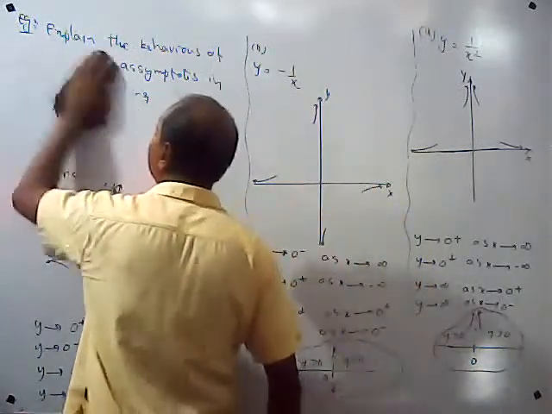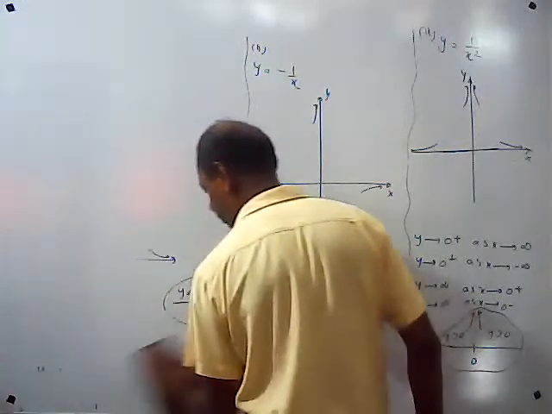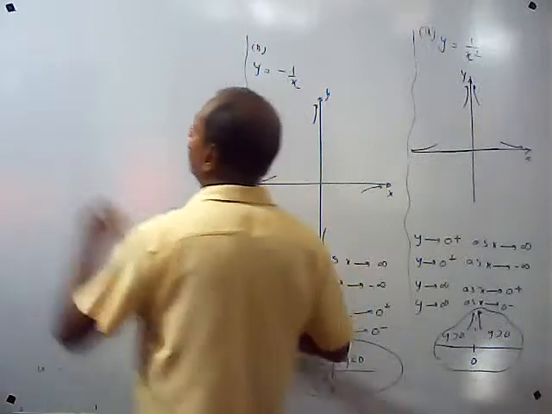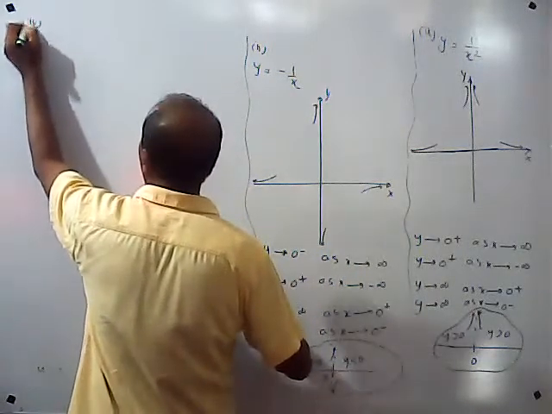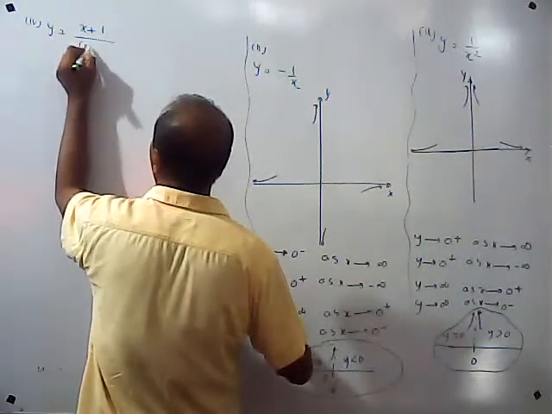A few more examples. Number 4, y equals x plus 1 over x minus 2.